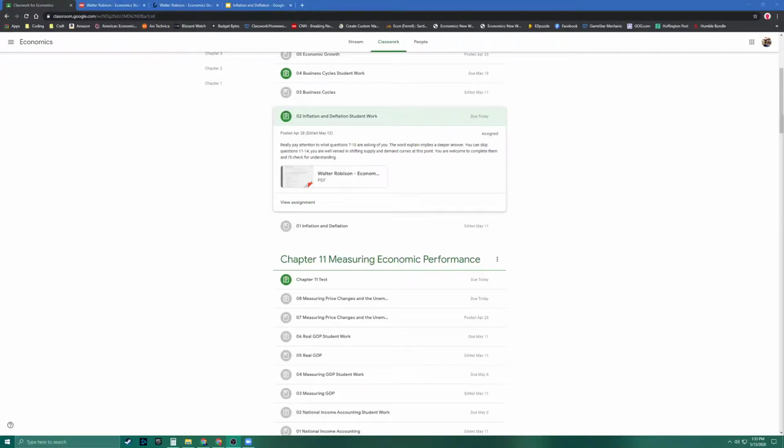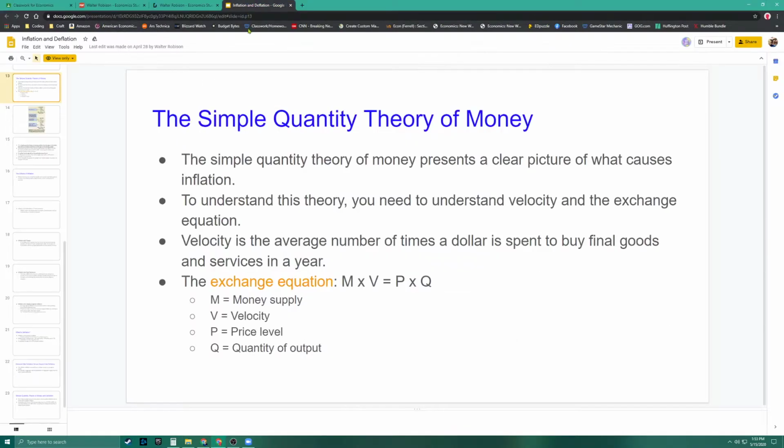All right, so this is student work for inflation and deflation. This is a really small unit or section. You definitely need to understand what the simple quantity theory of money is, and this equal sign means that whatever is here for money supply and velocity, it has to equal price and quantity. So if M goes up, money supply goes up, then P or Q have to do the same thing in order for it to stay the same.